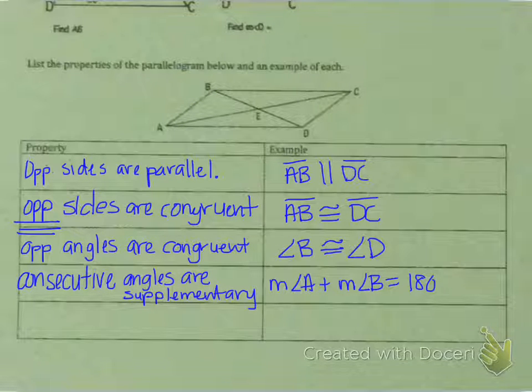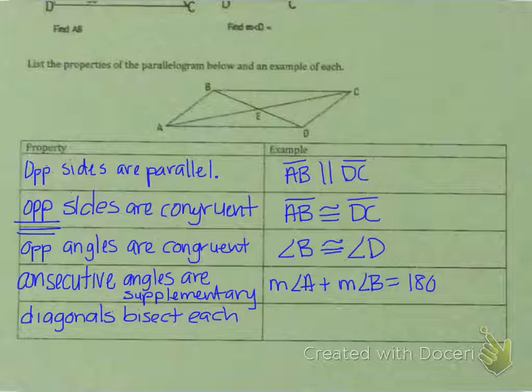Okay, last property is that diagonals bisect each other. A lot of you wrote down for this property diagonals bisect. If you just say diagonals bisect, I don't know what they're bisecting. You have to tell me that they bisect each other. So diagonals bisect each other. It's really important that you put each other.